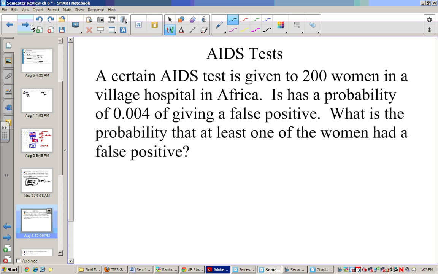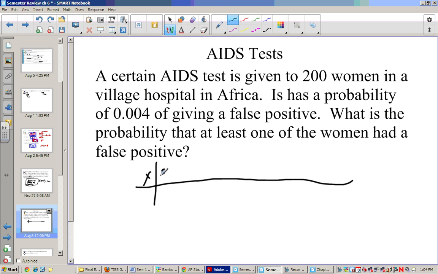Now, a certain AIDS test is given to 200 women in a village hospital, and if the probability is 0.04 of getting a false positive, what's the probability that at least one of the women had a false positive? So it's given to 200 women. We could set up a probability distribution.